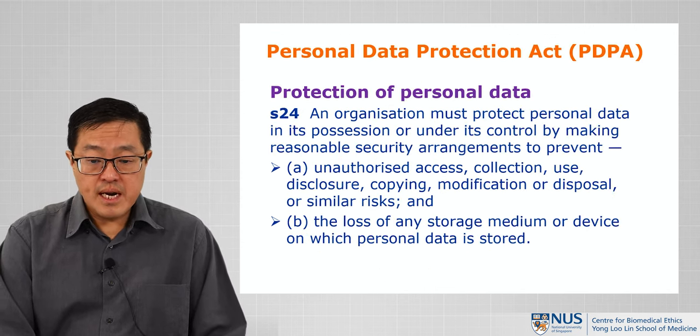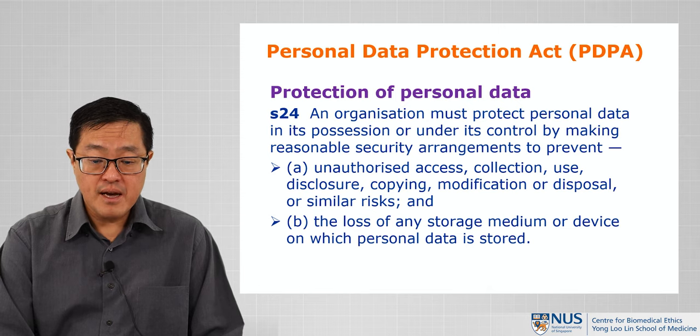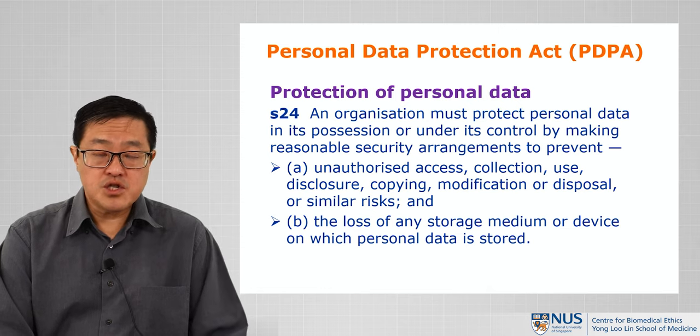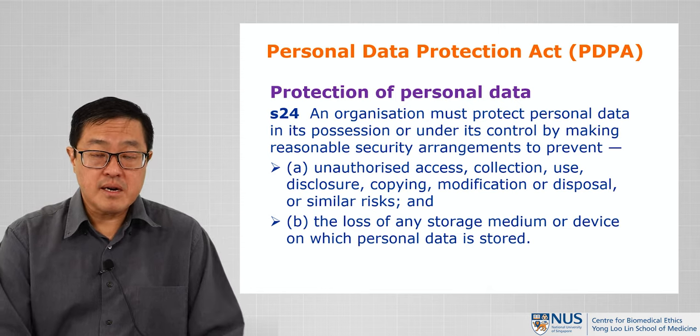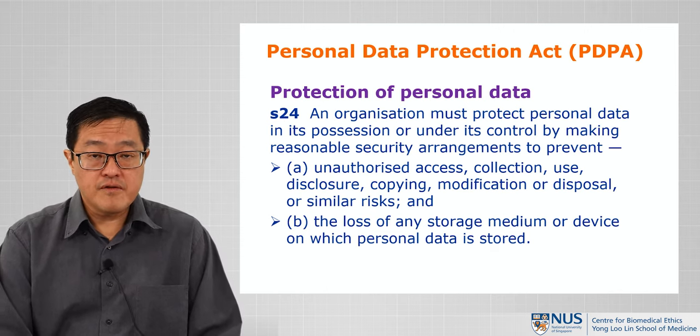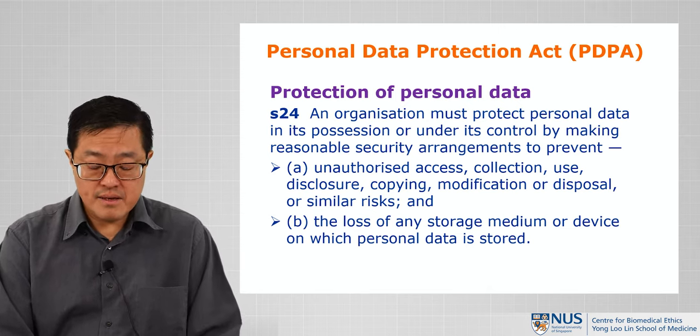Section 24, an organization must protect personal data in its possession or under its control by making reasonable security arrangements to prevent unauthorized access, collection, use, disclosure, copying, modification, or disposal, or similar risks, and the loss of any storage medium or device on which personal data is stored. So there's quite a lot of onus to ensure that personal data, what should be kept confidential, the organization involved must take all reasonable steps to ensure that that takes place.